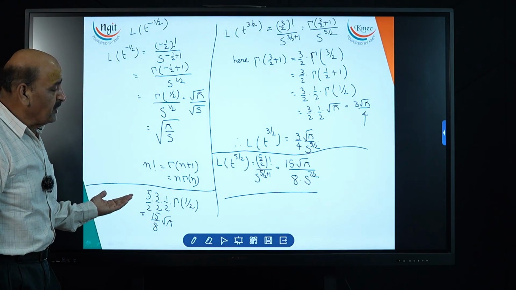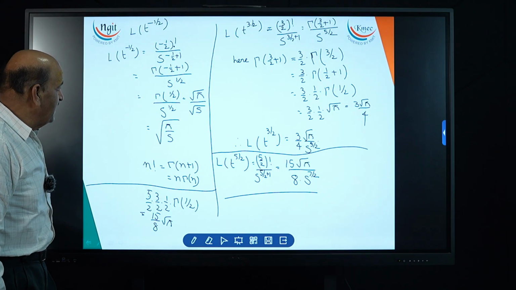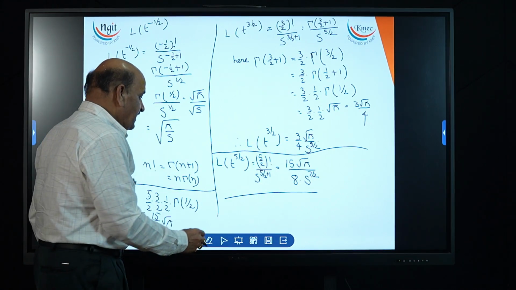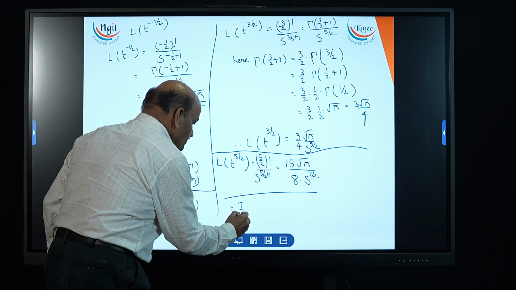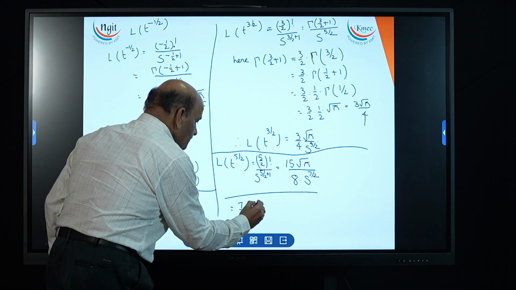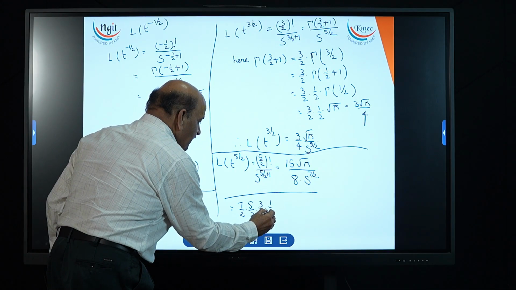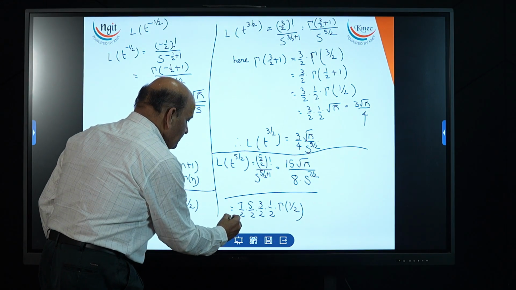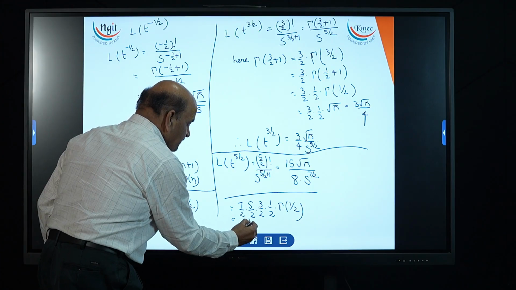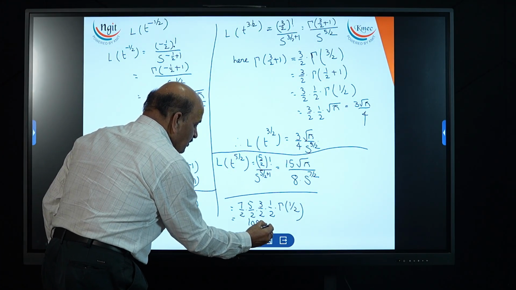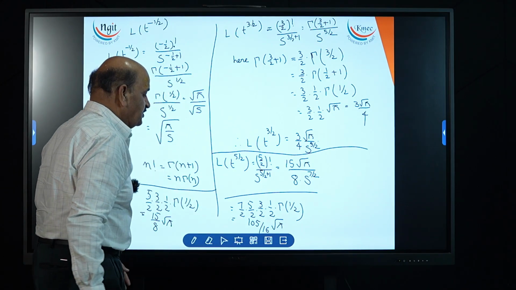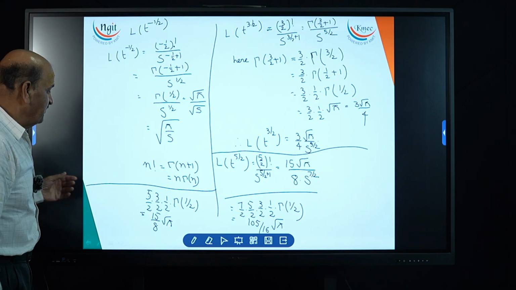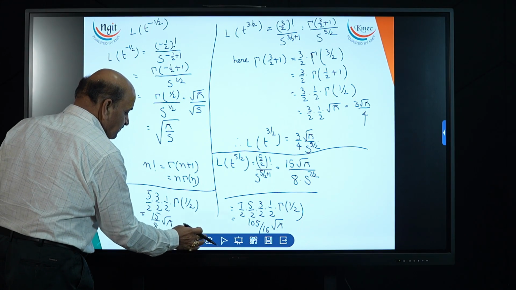In this way, you can solve any number of problems like this. Understanding? For 7 by 2 means what? For example, t power 7 by 2 is given. In that case, you have to make it as 7 by 2, 5 by 2, 3 by 2, half into gamma of half. That means 35, 105, 105 by 16 root pi. Simplification. Understanding? In this way, you can make any problems like this. Okay? Now let us start another one.